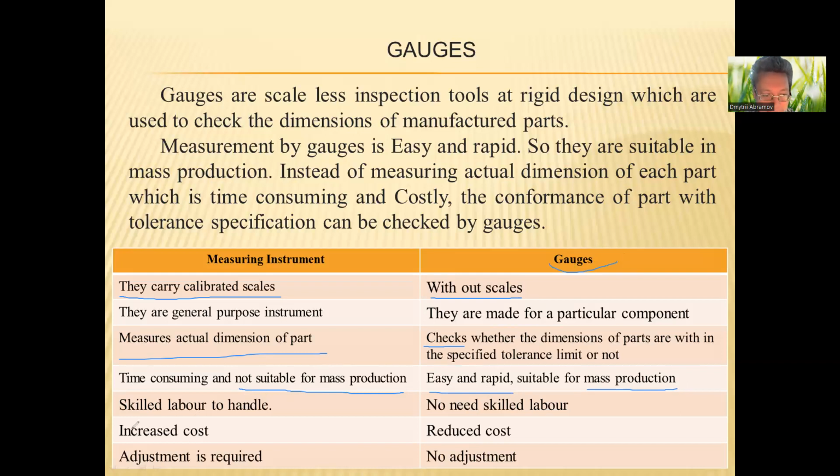Measuring instruments need skilled labor to handle. And gauges need no skilled labor. Increased cost is for measuring instruments, and gauges have reduced cost. It's very important.